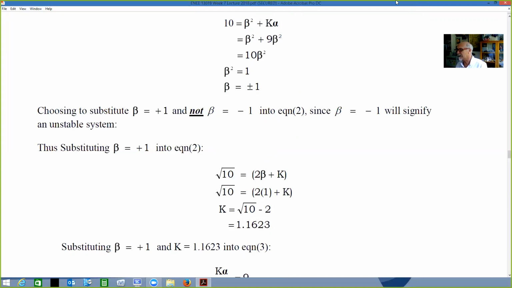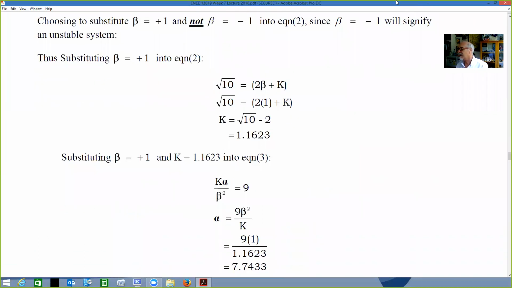So if we go about testing, first of all, beta equals positive 1, then as you can see, we can calculate our gain value. And when we do that, we end up with 1.1623. And you'll notice I tend to work to 4 decimal places. It's just a good rule of thumb.